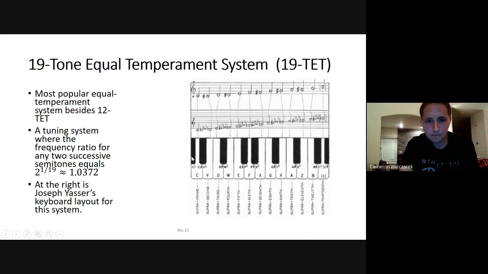At the right, this was from around the 1920s. A man by the name of Joseph Yasser designed this hypothetical keyboard layout for this 19-tone system. You can see that the keyboard looks very different than the keyboard that we see nowadays that's tuned in the 12-tone system. But there's also extra note names that had to be introduced as well. So instead of just having C, D, E, F, G, A, and B, we have extra notes as well to make up for those extra spacings to get us to 19 tones. We have V, we have W, we have X, we have Y, we have Z. So there's extra keys, which means there has to be extra letter names as well.